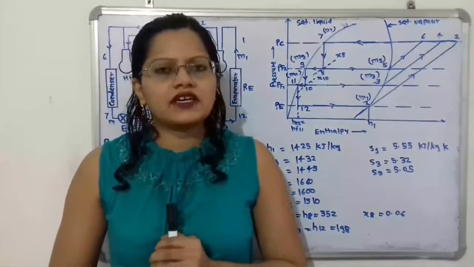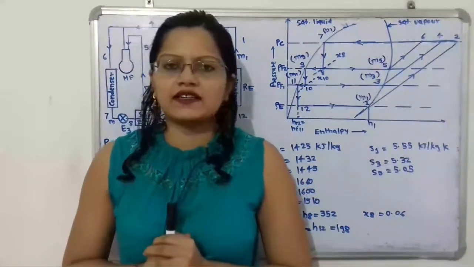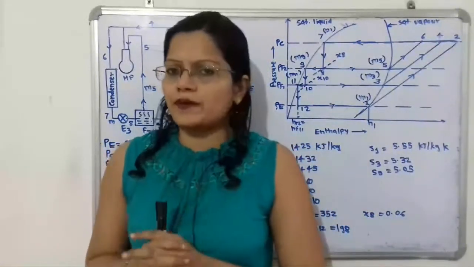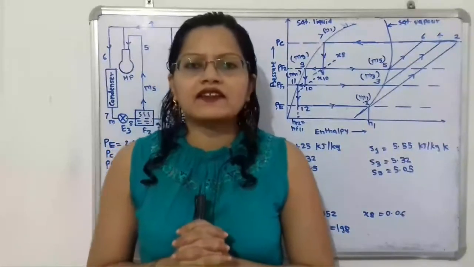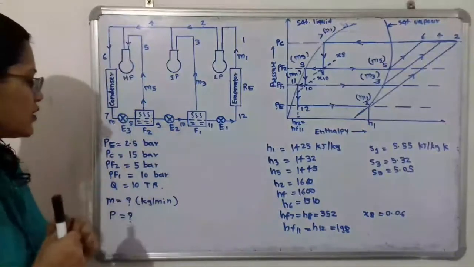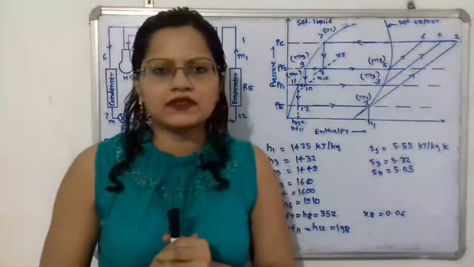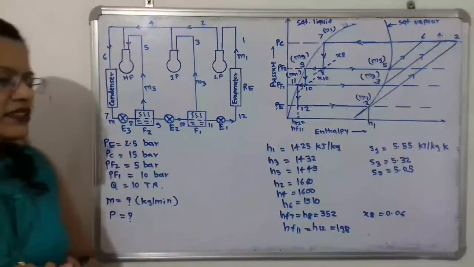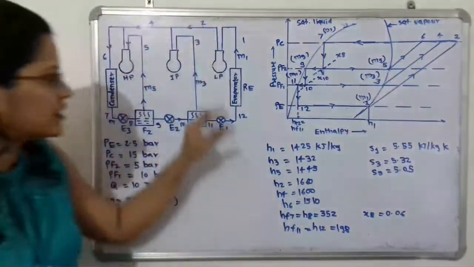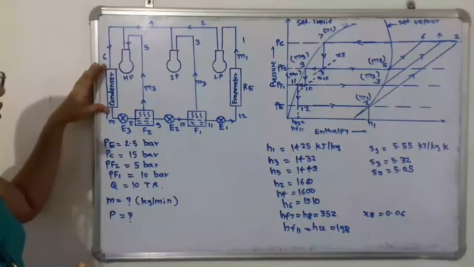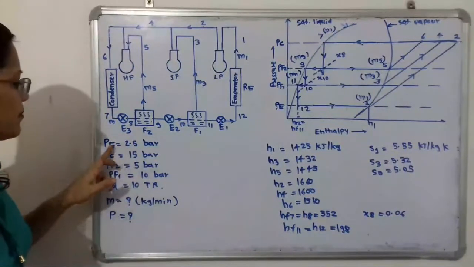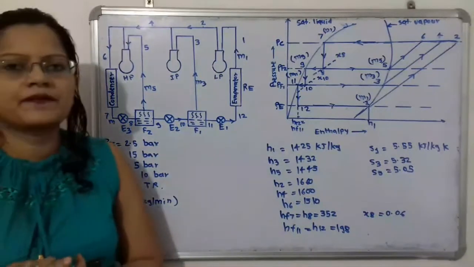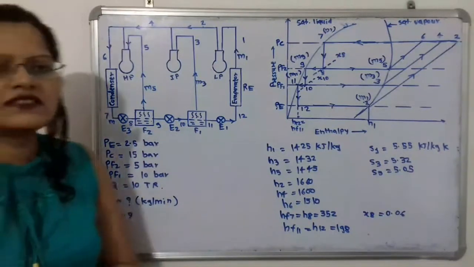So let us first understand the given data and which factors we have to find out. If we observe this problem, a three-stage compression refrigeration system is used and the flash chamber pressure is also given. That means there are two flash chambers within this three-stage compression system. Here the pressure limits are given. We know that the minimum pressure is for the evaporator and the maximum pressure is at the condenser. So we can say that PE is 2.5 bar and PC, the condensation pressure, is 15 bar. Now the flash chamber pressure is also given.